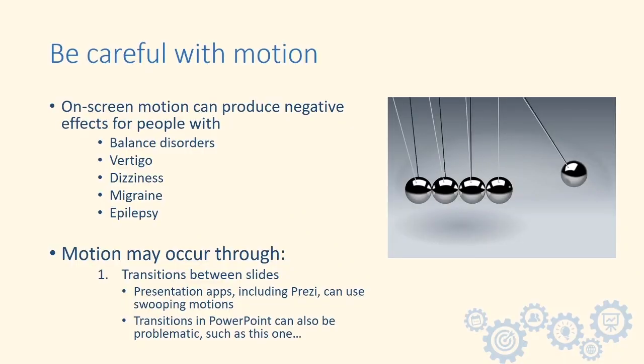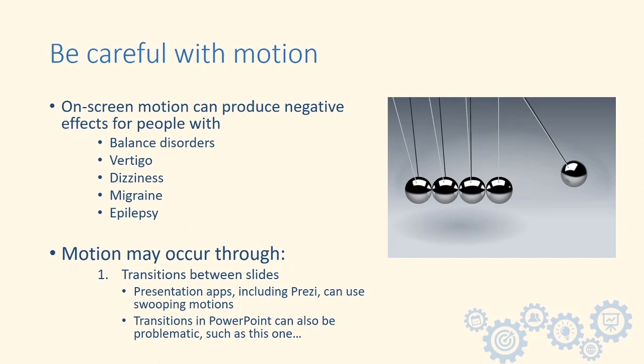So far, we've thought about students from various equality groups such as dyslexia. These next few slides concentrate on students with another unseen disability, in this case related to balance, vertigo, migraine and epilepsy. Motion can cause difficulties for these students. Some presentation apps use motion extensively. For example, Prezi slides swoop in and out to different slides, which can make many people feel seasick. PowerPoint also offers some elaborate transitions that can cause problems.